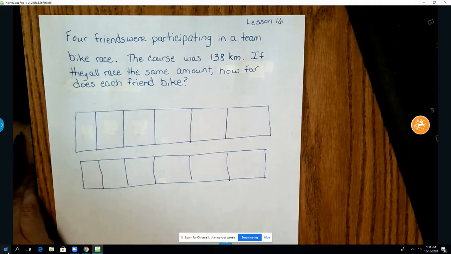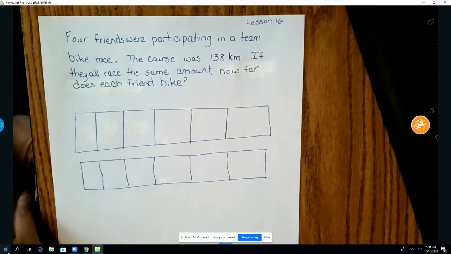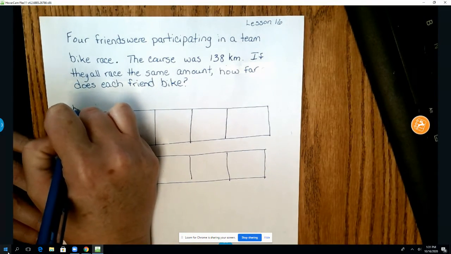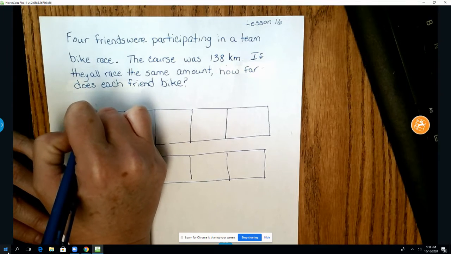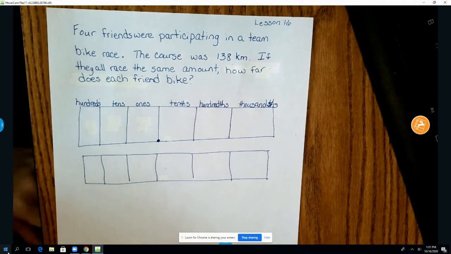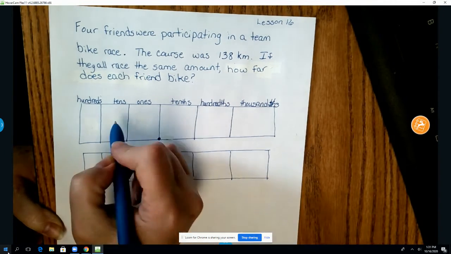And so I'm going to show you 2 different ways that you could solve this problem. The first is like we were doing in lessons 14 and 15, in which we were drawing out a model and using that to divide into our groups. So I need to have a place value chart. Okay, now I have my place value chart, and I want to put 138 kilometers.